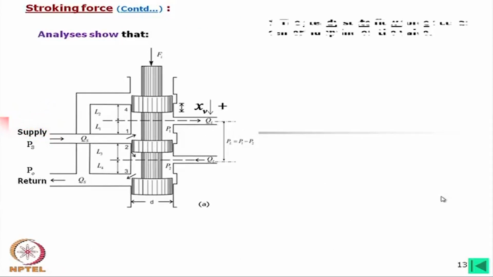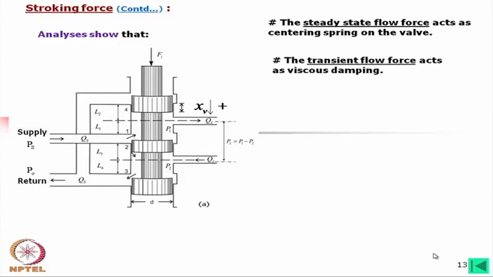Now, this analysis shows that the steady state flow force acts as a centering spring on the valve. We are not considering the mechanical spring, the fluid spring, that steady state part, it is apparently trying to center the valve because it is opposing the opening. Okay. The transient flow force acts as viscous damping.